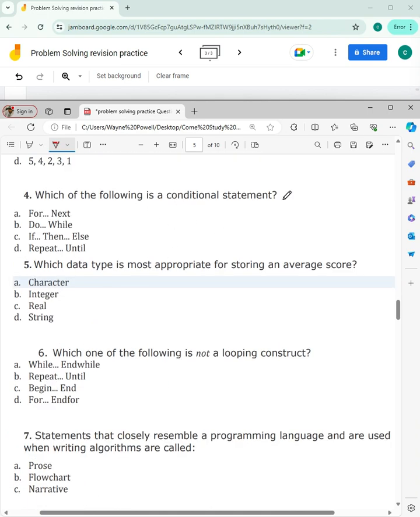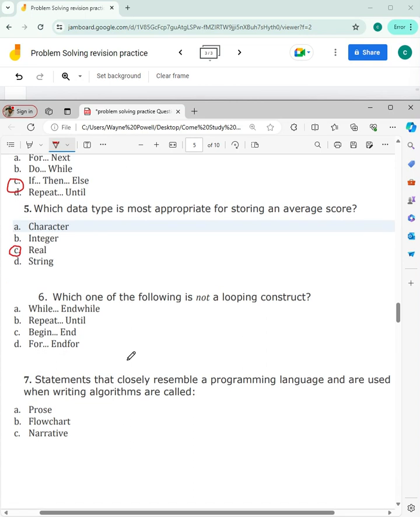Which of the following is a conditional statement? Conditional statement, branching again, and we go with C, if then else. The others are loops. Which data type is most appropriate for storing an average score? An average score can be decimals, so we're looking for something like real. Which of the following is not a looping construct? Loop allows you to do repetition, you're repeating some actions. We know while is a looping construct, repeat until 4, so the answer is C.